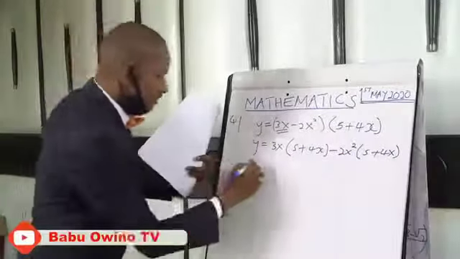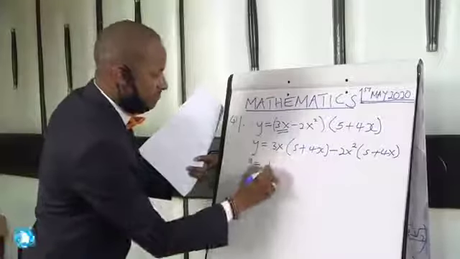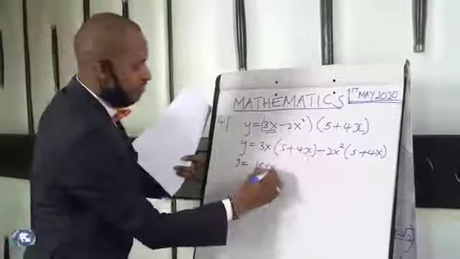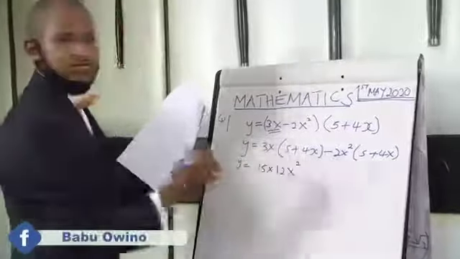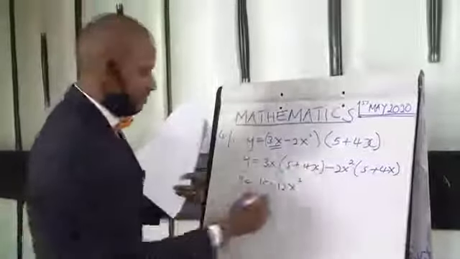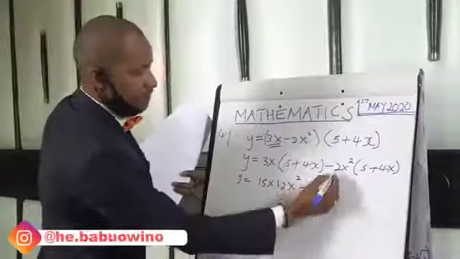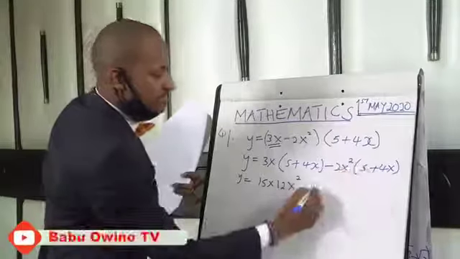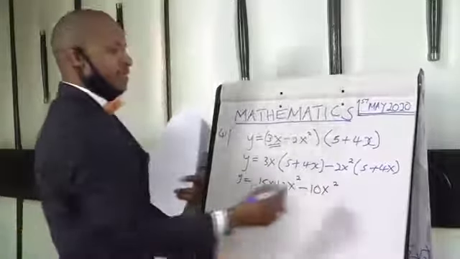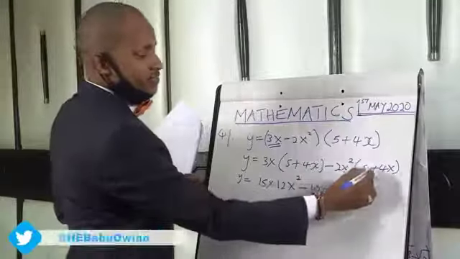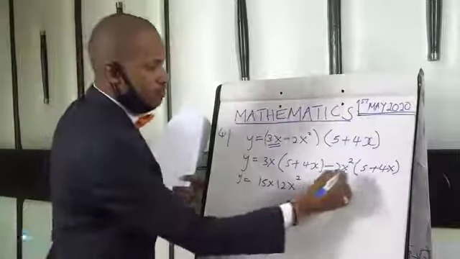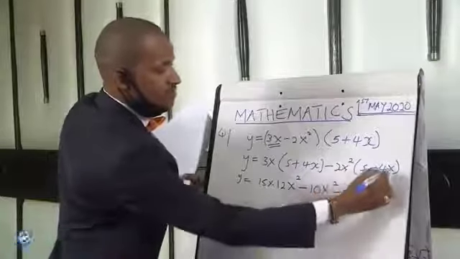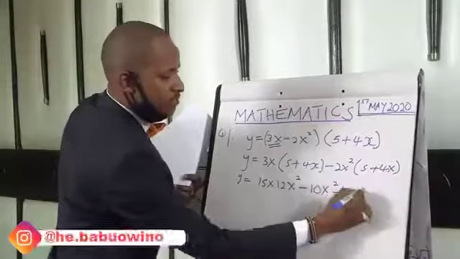Then we expand it. y is equal to 3x times 5, which is 15x. 3x times 4x, we get 12x squared. x times x is x squared, 3 times 4 is 12. That's 12x squared. Minus 2x squared times 5 is minus 10x squared. Then minus 2x squared times plus 4x. We get 2 times 4 is 8, that is minus 8, then x squared times x is x cubed.